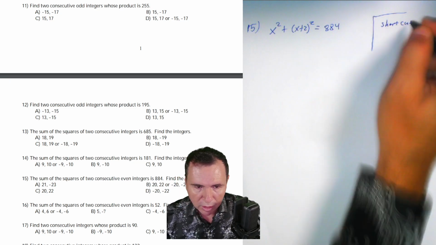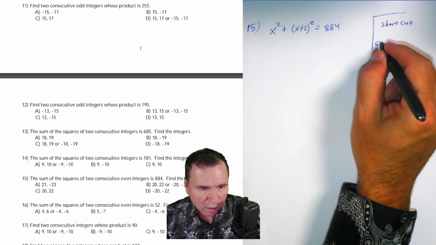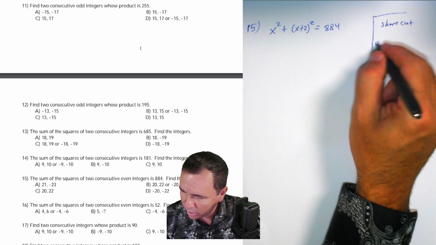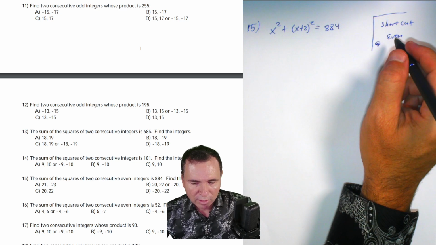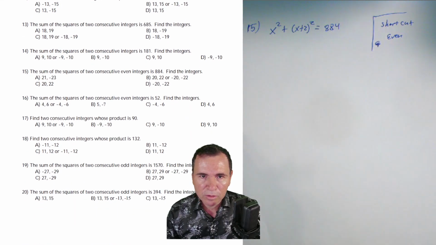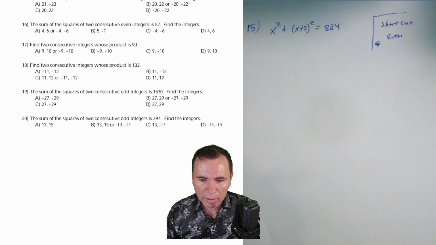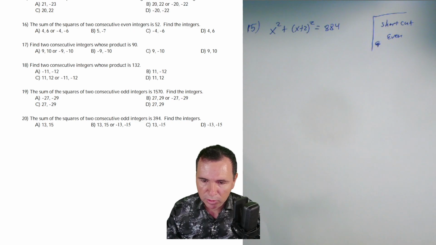What's the shortcut? Well, I just go to my answer choices, and they have to be even numbers. So 21 and 23 are not even. Now let me scroll up again. I think my head's in the way of the answer choices. Okay. Oops, I scrolled up too much.